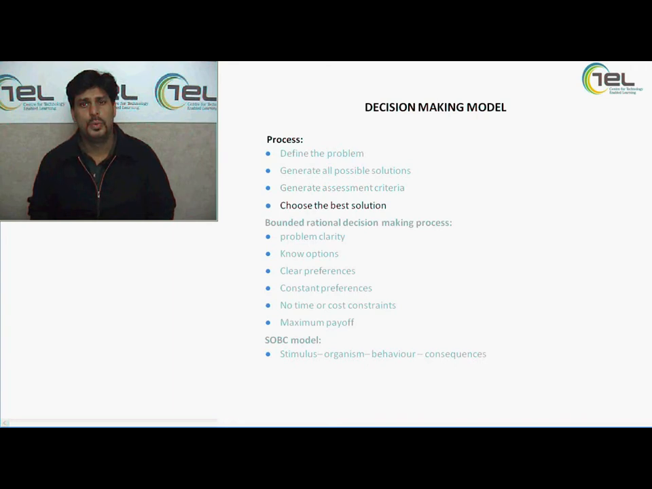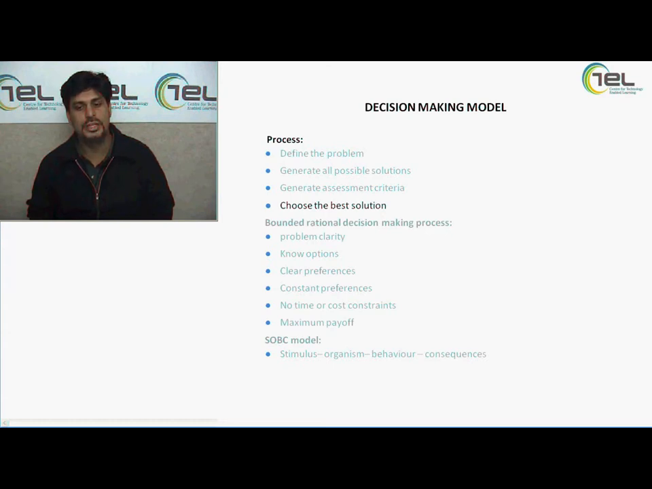Now, whenever people go in for this model, they are able to come out with a solution, and this represents or affects their behavior. So, the decision making model is a step-by-step problem solving situation and affects the behavior patterns.